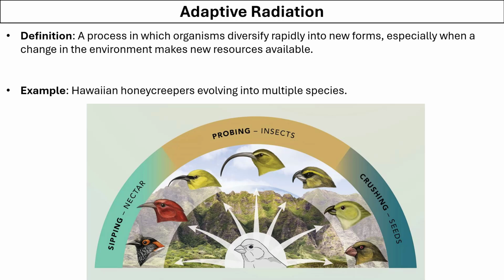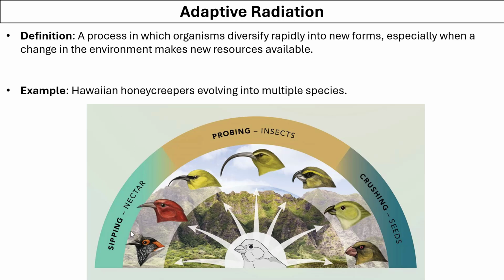Adaptive radiation is the process in which organisms diversify rapidly into new forms, especially when a change in the environment makes new resources available. Here is the example of Hawaiian honeycreepers, which have evolved multiple kinds of species from them depending on what kind of food they eat.